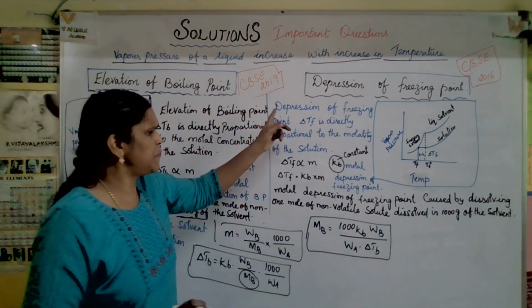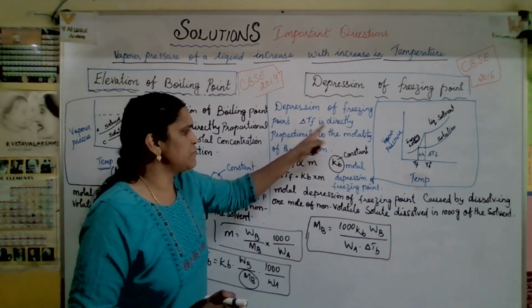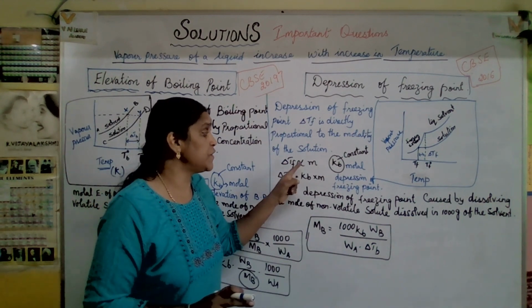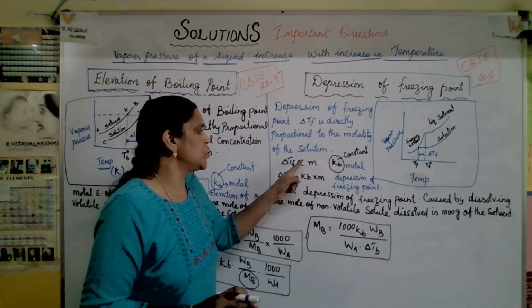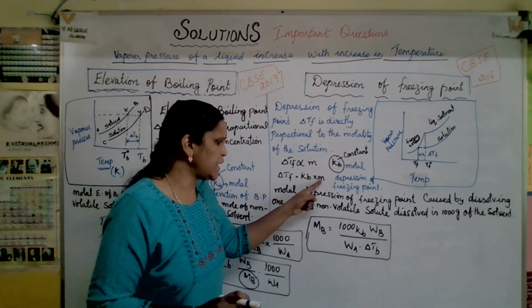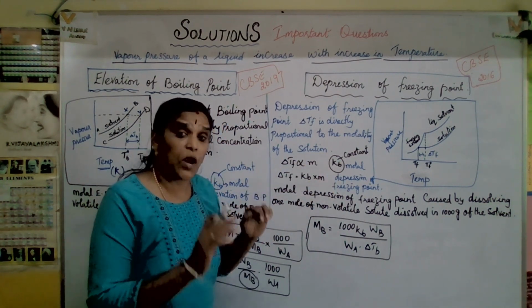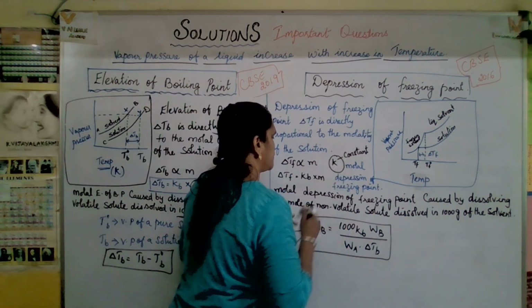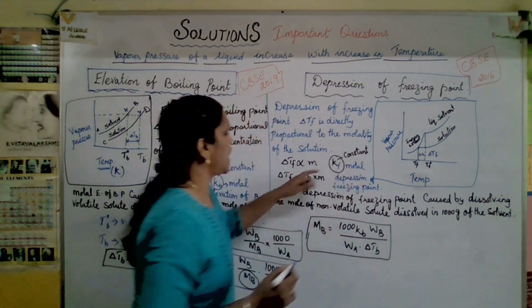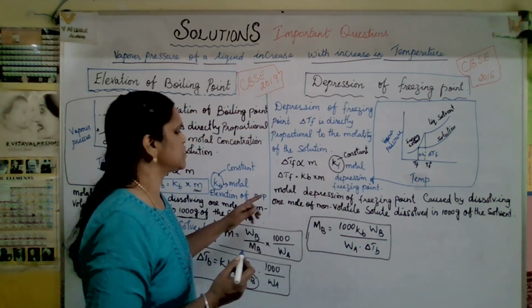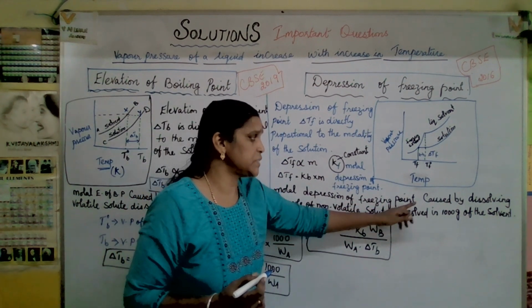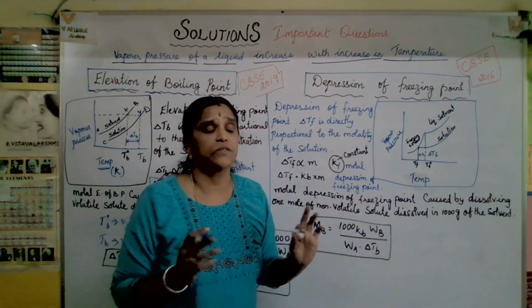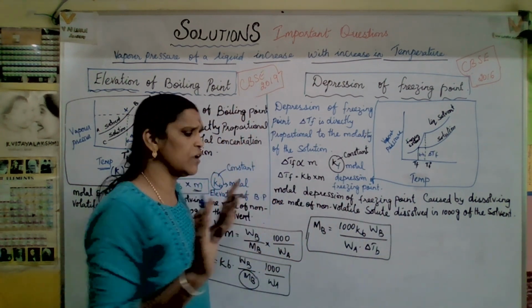So here also, the depression of freezing point, delta TF, is directly proportional to the molality of the solution. So delta TF is directly proportional to molality. That is delta TF equal to KF into m. m is actually the molality. KF, the molar depression of freezing point, is a constant. It is the depression of freezing point caused by dissolving 1 mole of non-volatile solute in 1000 gram of the solvent. That is what they mentioned here also.